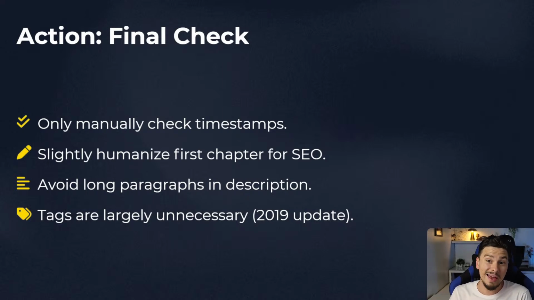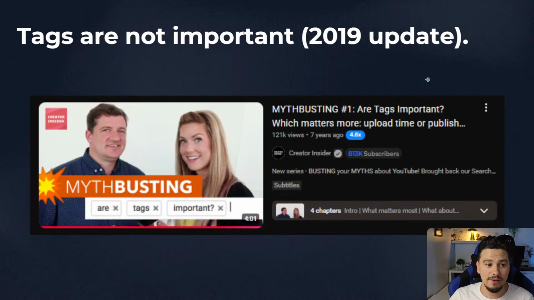And last but not least, tags. Tags are so unnecessary. I still throw them in there because I have an automation that takes 5 seconds and costs 0.1 cents to create the tags through ChatGPT, so why not? Here was just a video from 7 years ago where they myth-busted that tags are important. They said no, don't focus on this. Focus on the content, the title and thumbnail so people click and enjoy your video. Not tags. It's so unnecessary.